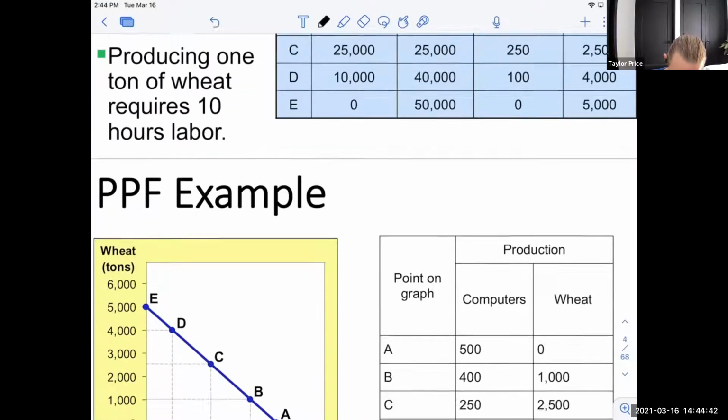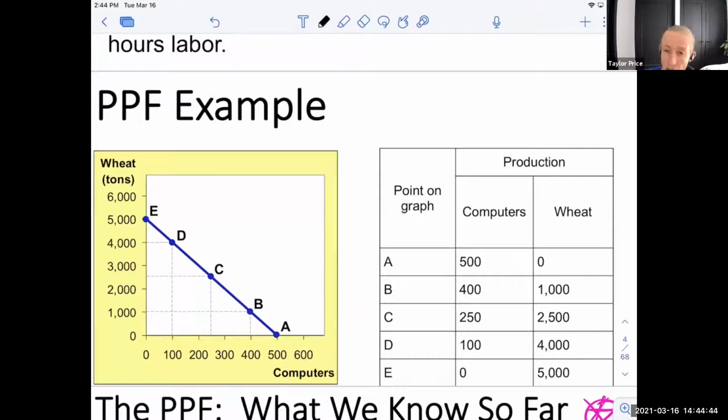So in this example, we have a production possibility frontier. You can see here, all we're really doing is taking the various points where a country can produce wheat or a country can produce computers and just mapping those points. So we're just mapping the ability of a country or company to produce either, in this case, computers or wheat at various points along their curve.